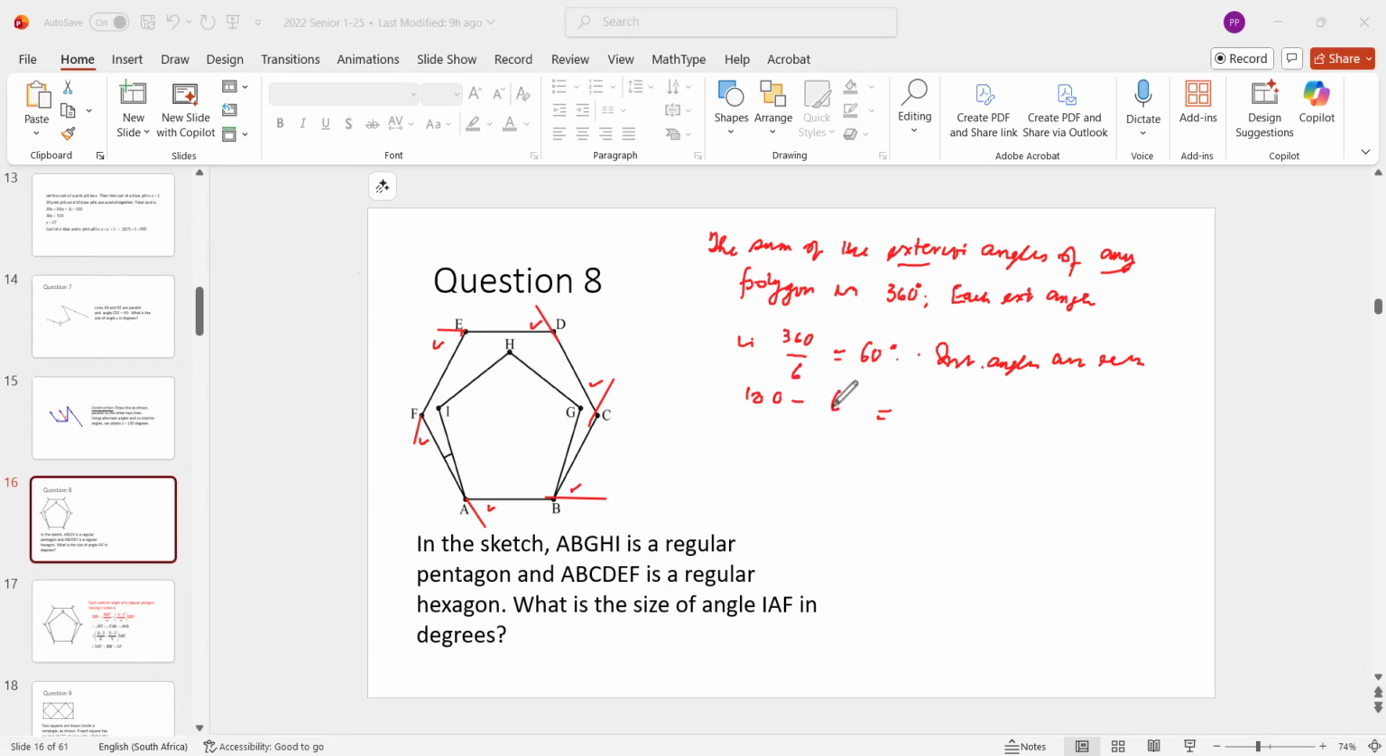60 degrees, 180 minus 60 is 120 degrees. So this angle here is 120 degrees, the full angle. And I'm focusing my attention on this angle here, let's call it X. X is the difference between this full angle minus this other angle.